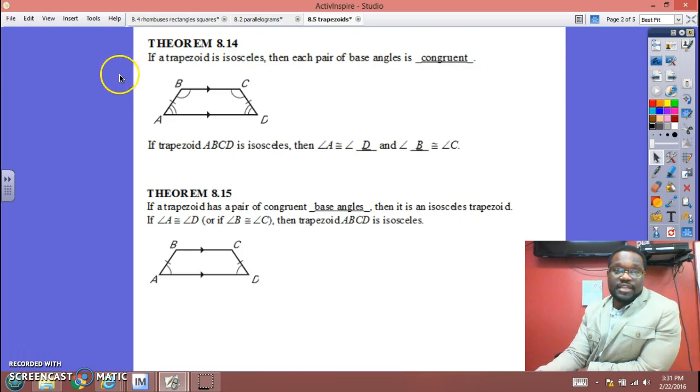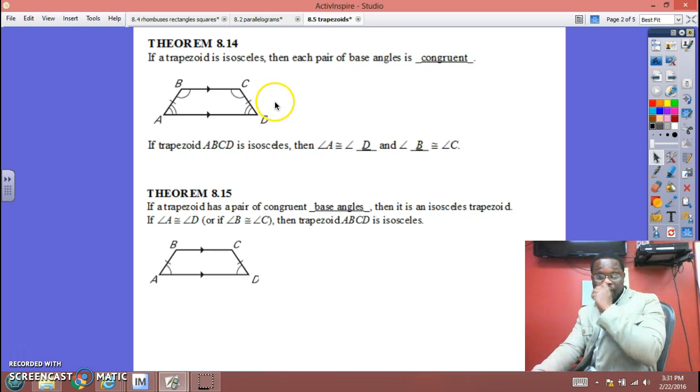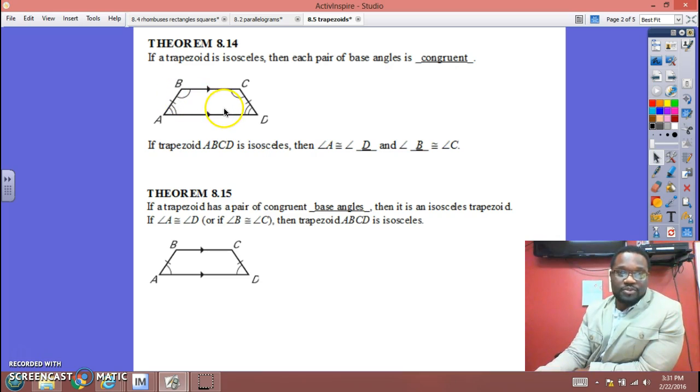First of all, we have this theorem here. Just like all the others, we have to know the properties that relate to a trapezoid. If a trapezoid is isosceles, then each pair of base angles is congruent. So this is only if you know or are told that you have an isosceles trapezoid. We know that isosceles is where the legs of the trapezoid are congruent. That means the base angles, the angles connected to the base, are congruent. So you have a base up here, angle B is congruent to angle C, and a base down here, angle D is congruent to angle A over here.